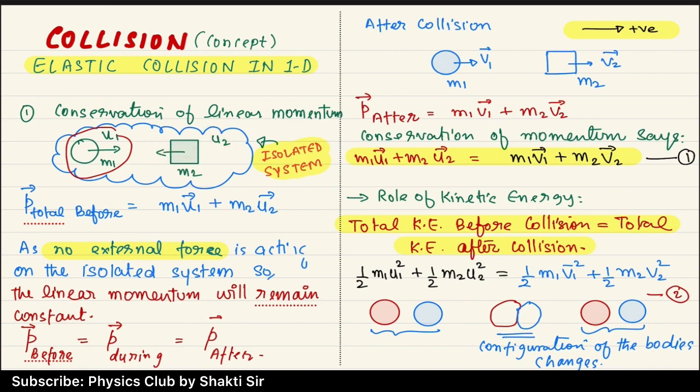So the linear momentum of m1 will be m1 u1 and the linear momentum of m2 will be m2 u2. As there is no external force acting on this system because it is the isolated system we considered, the total linear momentum of this isolated system will remain conserved. That is, the total linear momentum of this isolated system before the collision can be written as m1 u1 plus m2 u2, like this. Clear?